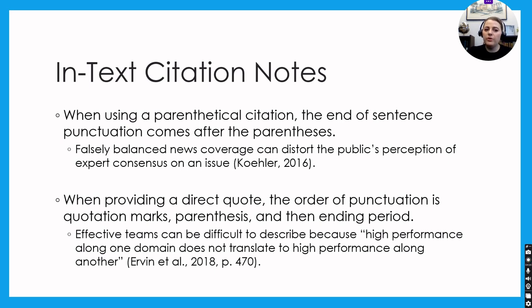So a few in-text citation notes. When you're using a parenthetical citation, the end of the sentence punctuation comes after the parentheses. This means you're going to give the information, but before you put the period, you're going to have a quotation mark, you're going to have the author, comma, your date, end of parentheses, and then your period. So author, date, then close it off.